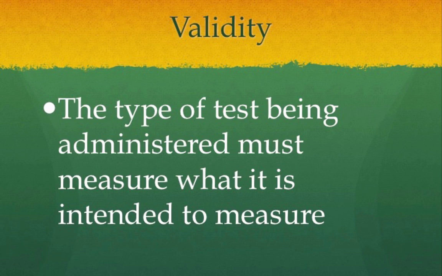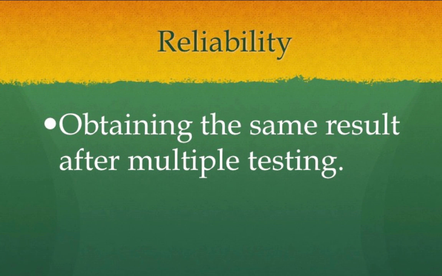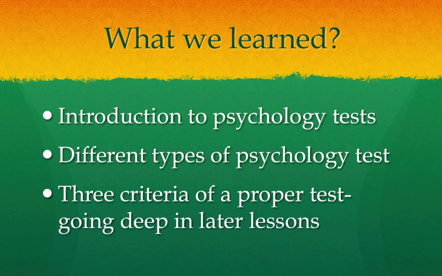Validity means the type of test being administered must measure what it is intended to measure. And reliability means obtaining the same results after multiple testing. So that's all for today's lesson. Let's revise what we've learned. We had an introduction to psychology tests. We know the definition. And second, we studied different types of psychology tests. Last, we have three criteria of a proper test, which we are going to explore more deeply in later lessons.